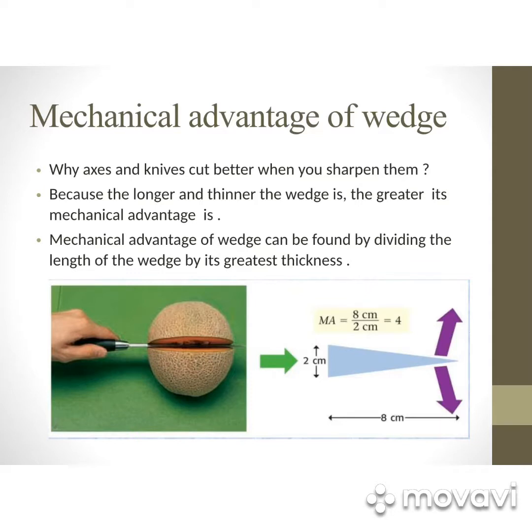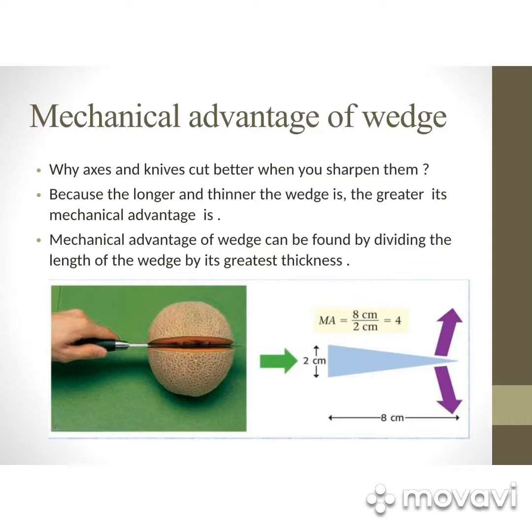Simple as that. So how can you find the mechanical advantage of a knife? Let's say any type of knife you have. How can we find the mechanical advantage of that knife? If you want to find the mechanical advantage of a wedge, you will have to divide the length of the wedge, the knife in that case, by the greatest thickness.